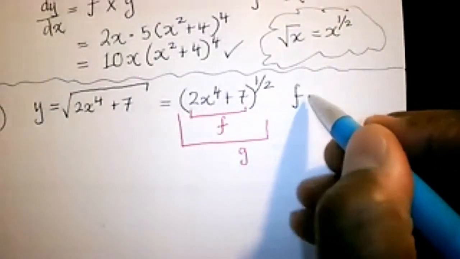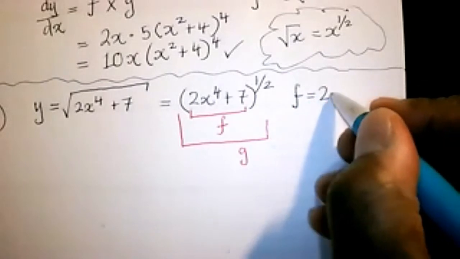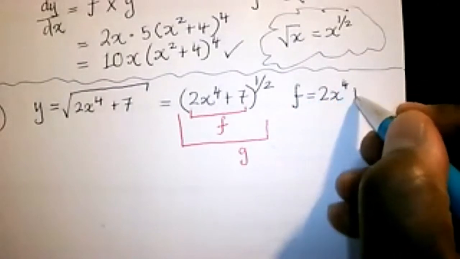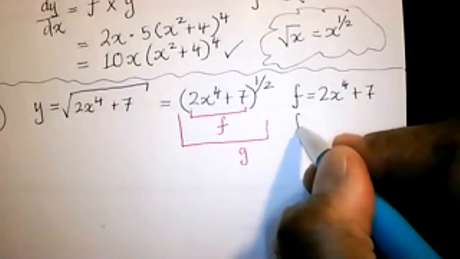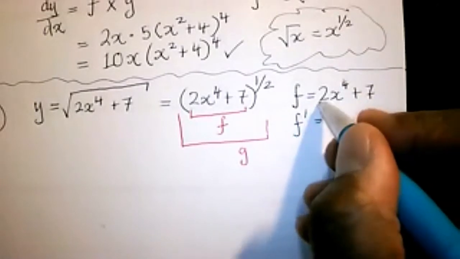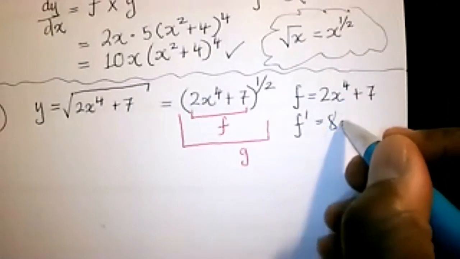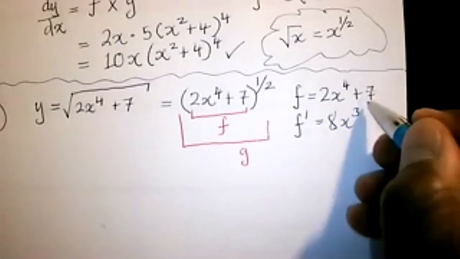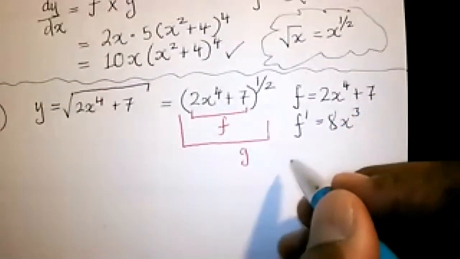So we declare our f in this case to be 2x to the power 4 plus 7. And then we find the derivative. So 2 times 4 is 8. So this is 8x to the power 3. And this is a constant. The derivative of a constant is 0.